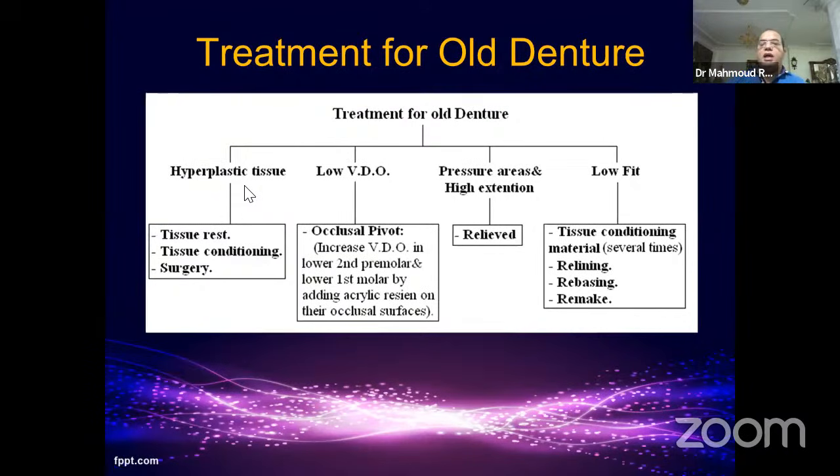So take the old denture from your patient and have a denture rest until the hypertrophy disappears. You can use the patient's old denture also for mouth preparation. You can use a tissue conditioning material inside the fitting surface of the denture in order to rehabilitate the tissues for the new denture you can make for him.